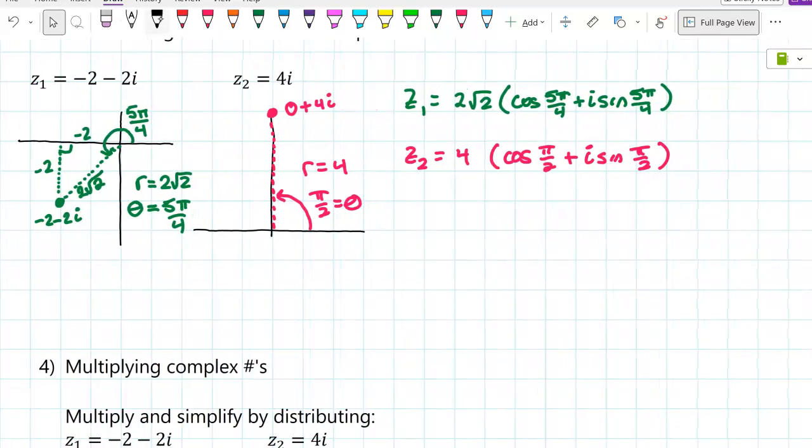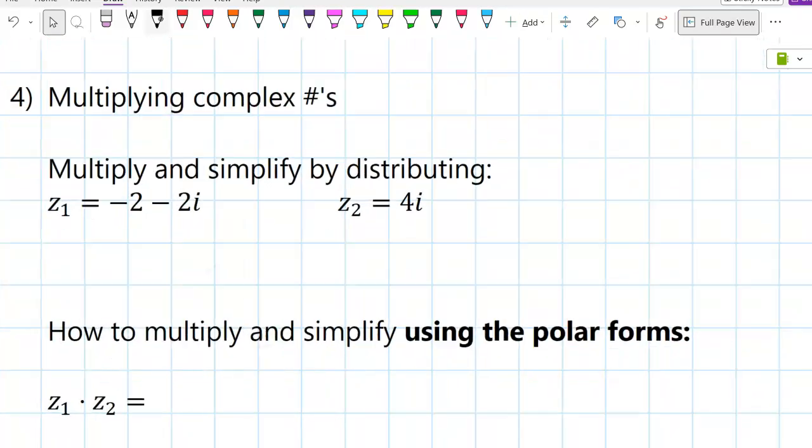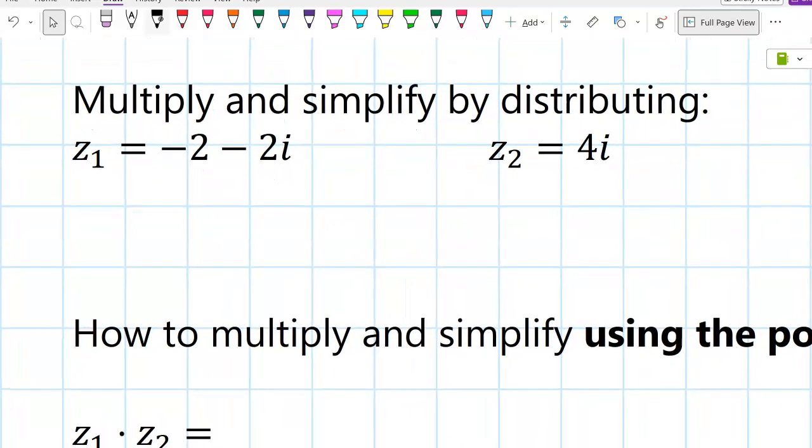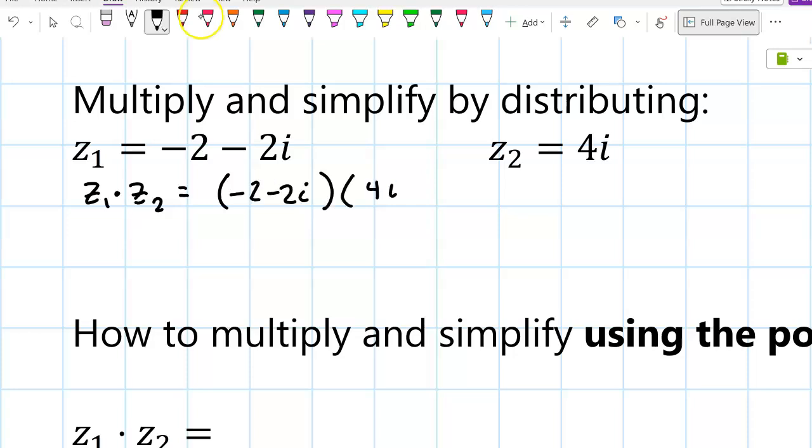Okay, so let's talk about multiplying complex numbers. We're going to remember the polar forms, but we're not going to need them quite yet. Let's try to multiply z1 times z2, these same complex numbers, just by distributing. So here, we would do -2 minus 2i times 4i. And we would distribute from the right. That's kind of fun. And so we get -8i minus 8i squared.